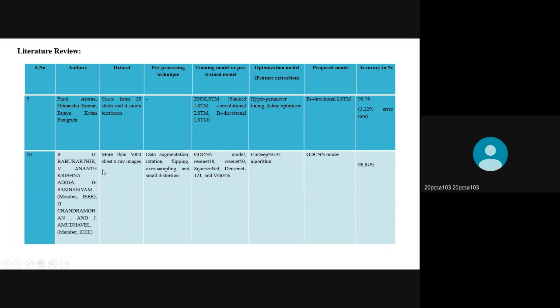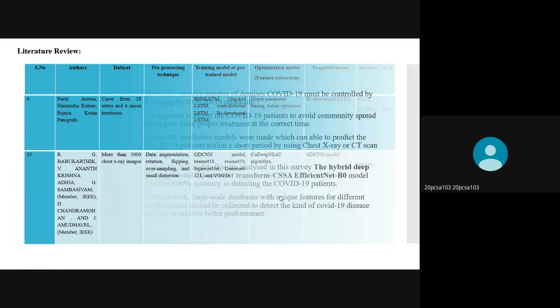In the 10th paper, more than 5,000 chest X-ray images are used, and they undergo various data augmentation processes. Now the data is balanced and fine-tuned. The GDCNN model is compared with other existing models: ResNet 18, ResNet 50, SqueezeNet, DenseNet 121, and VGG16. And the accuracy is evaluated. This accuracy is analyzed for 10 trials with 100 iterations, and the same is performed for all these models. The proposed model, that is GDCNN, has the highest accuracy of 98.84%. So this is the review of all the 10 papers.